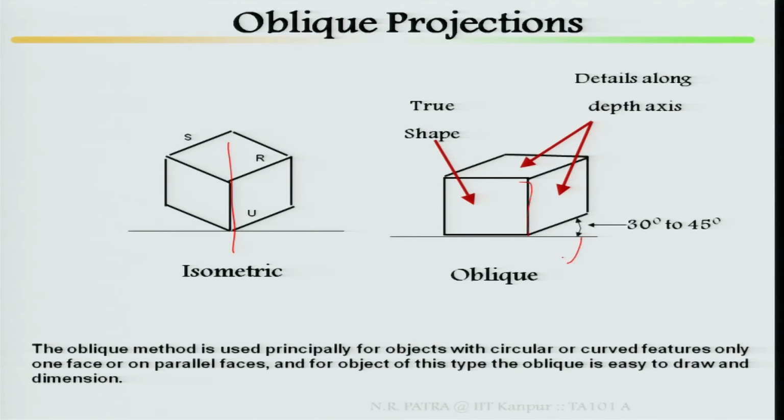Now, the next question you can ask: what is the difference, why are we doing orthographic, why are we doing isometric, why are we looking for oblique? The oblique method is used principally for objects with circular or curved features only in one face or parallel faces, so that oblique can be easily drawn and you can do the dimensions.